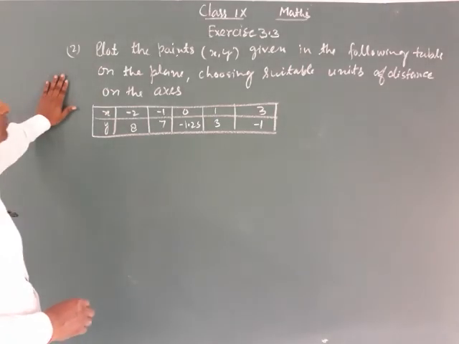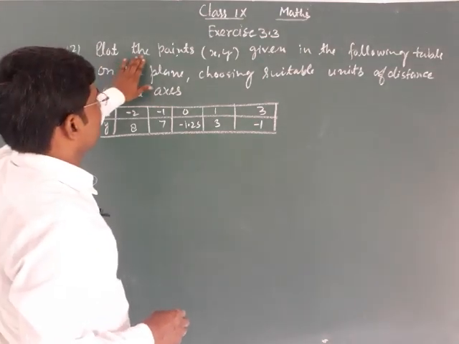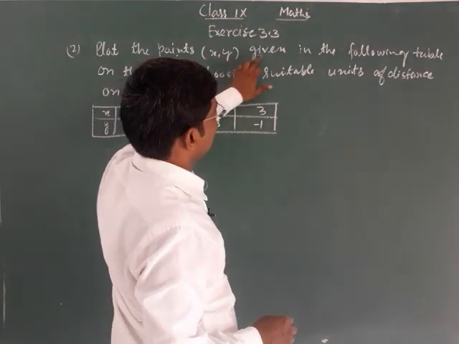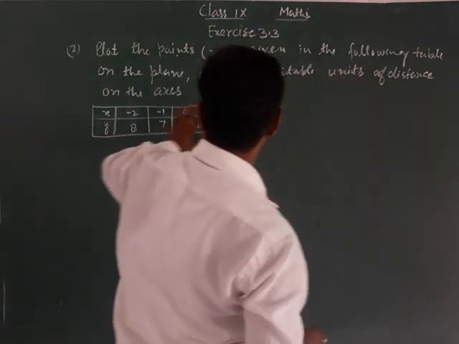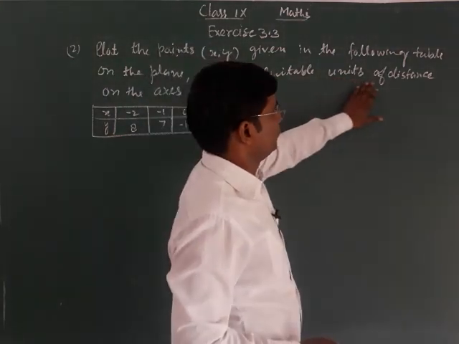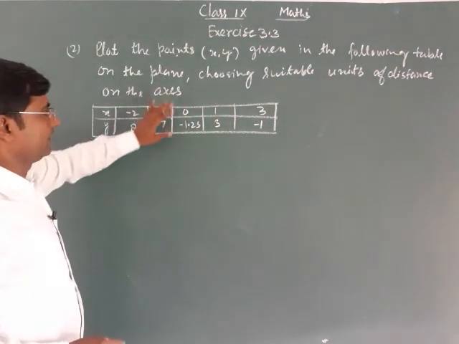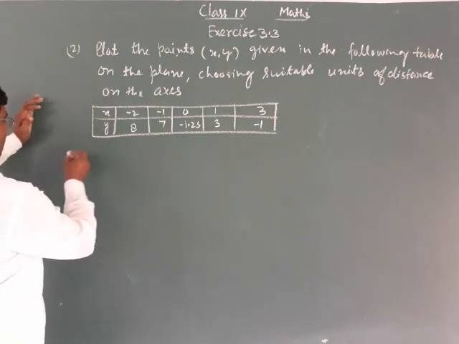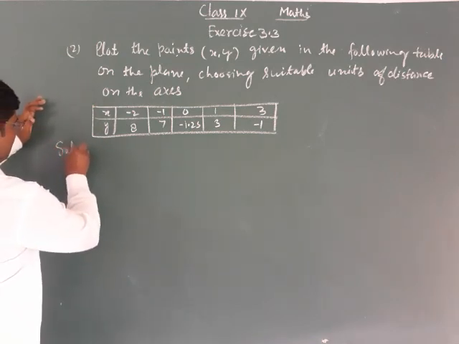Question number 2. Plot the points (x, y), abscissa and ordinate, given in the following table on the plane, choosing a suitable unit of distance on the axes. Here is the given table. So, the solution of this question.